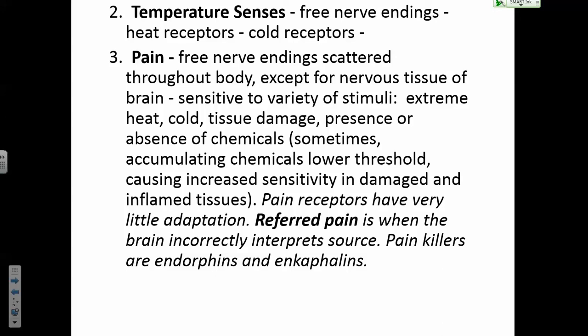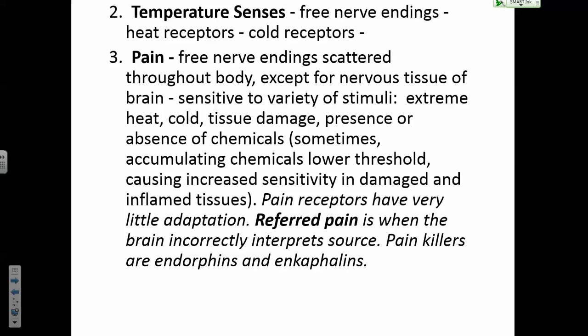Now, you can have a headache, but that usually is because of blood vessels around the brain, and you do have pain receptors there. But the nervous tissue itself doesn't have any. Everywhere else, you've got pain receptors, and they're sensitive to all kinds of things. You ever noticed if you touch your hand on a stove, it doesn't really feel hot, it just hurts? Because extremes of heat or extremes of cold activate pain receptors.